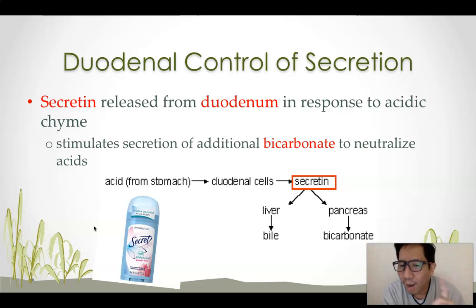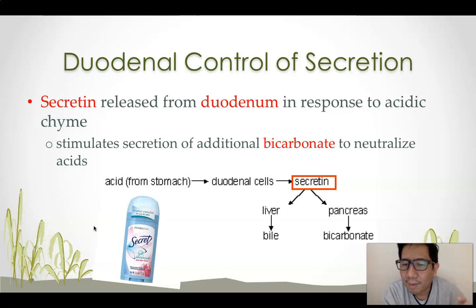Your duodenum doesn't have the coating like your stomach does. Remember, what's the cell that secretes the coating? Goblet cells. The goblet cells secrete mucus for that coating. Your small intestine, or your duodenum, doesn't have those goblet cells, so there's no coating there.